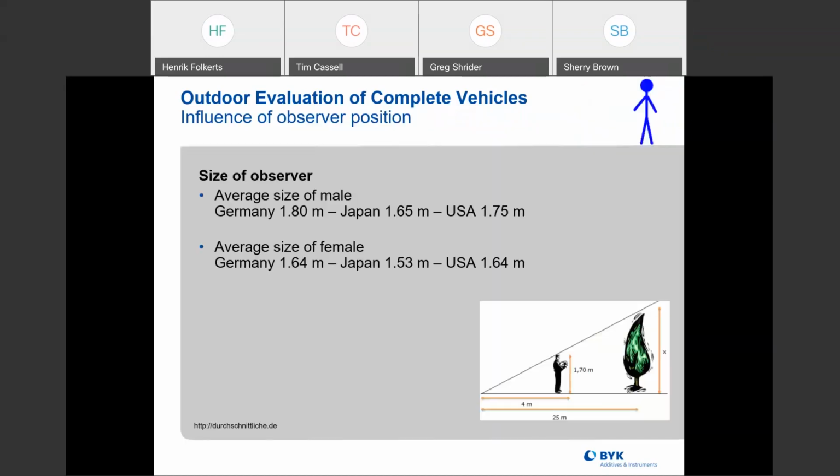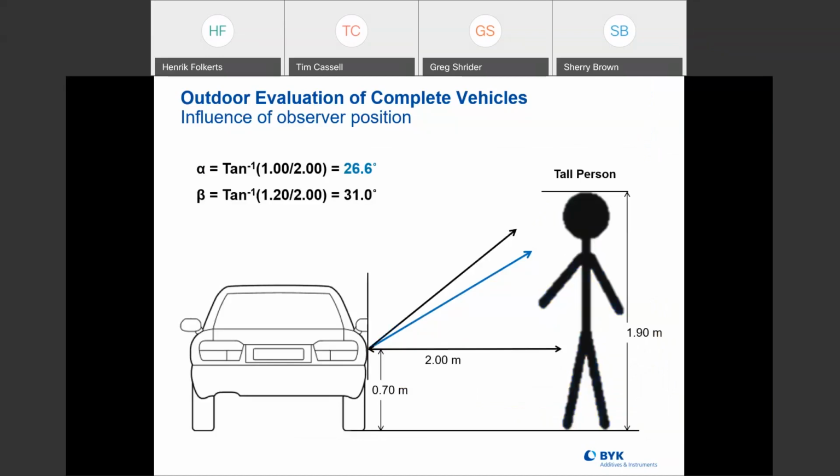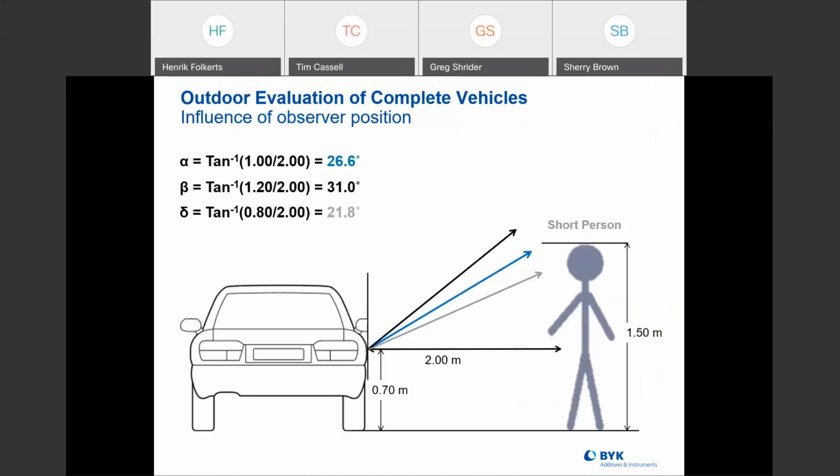The other thing that's important is that you pay attention to the size of the people. We always say you want to maintain the same distance from the vehicle. The only problem with this is if you have a taller or a shorter person, you could have a difference in their viewing angle. This is not as critical as the other things that I talked about, but it is also critical. So a medium-sized person would be viewing about a 26.6 degree angle. A taller person would be viewing at about a 31 degree angle. And a small, shorter person would be viewing at a 21.8 degree angle. So this just means my angle that I'm viewing at is going to change depending on how tall I am.